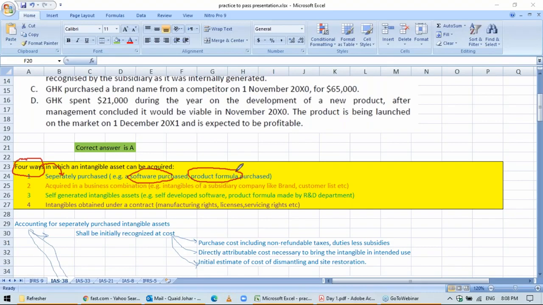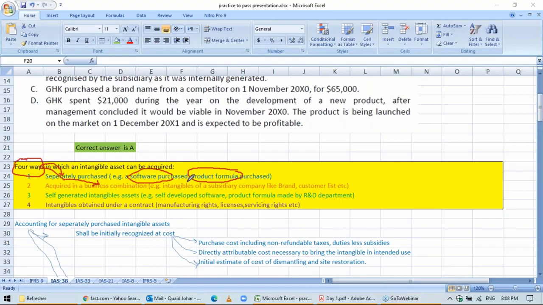So 3 conditions are there. You should be able to control it. You can measure the cost reliably. And third, future benefits are probable. Right? So next, the second way is acquired in a business combination. It means if you are buying a subsidiary, all the intangible assets which the subsidiary has developed will be recognized in the parent's financial statements. They will be consolidated, right?